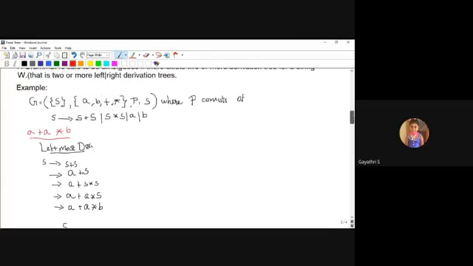Next, for the rightmost derivation. So I will choose S multiplying with S. Then S multiplying.